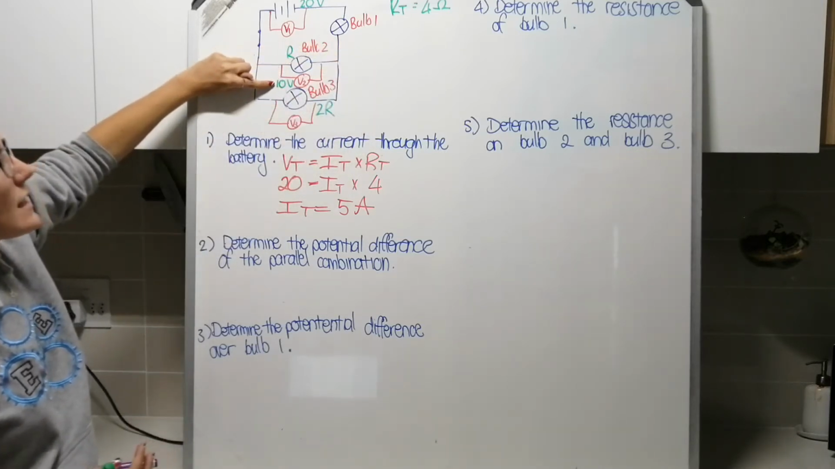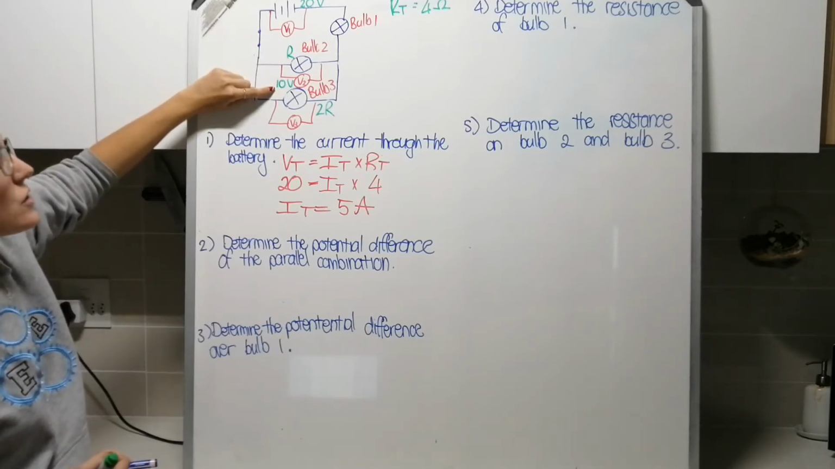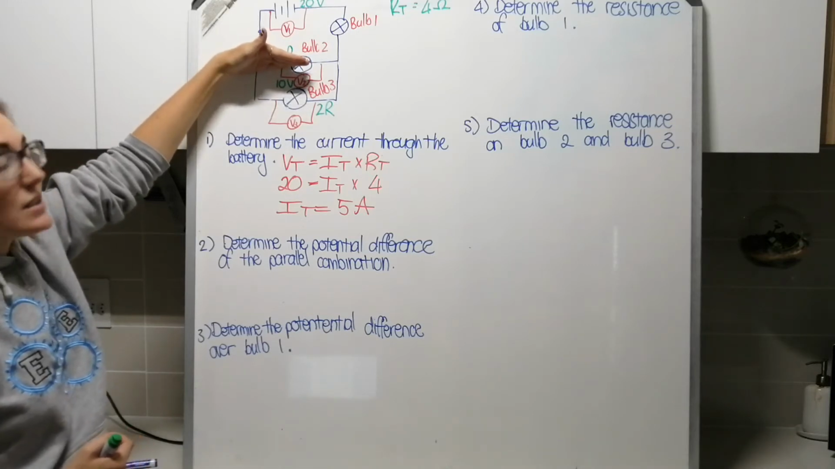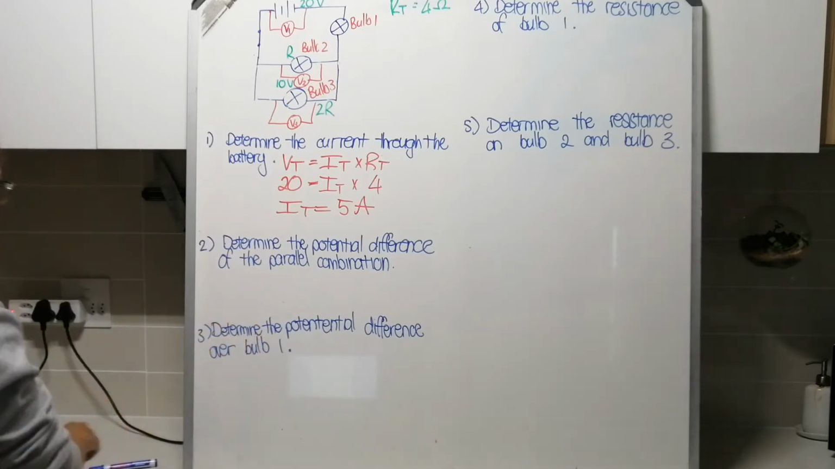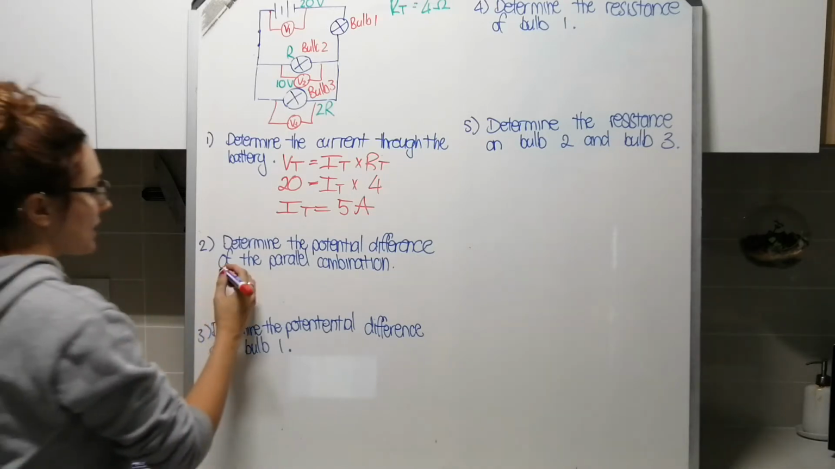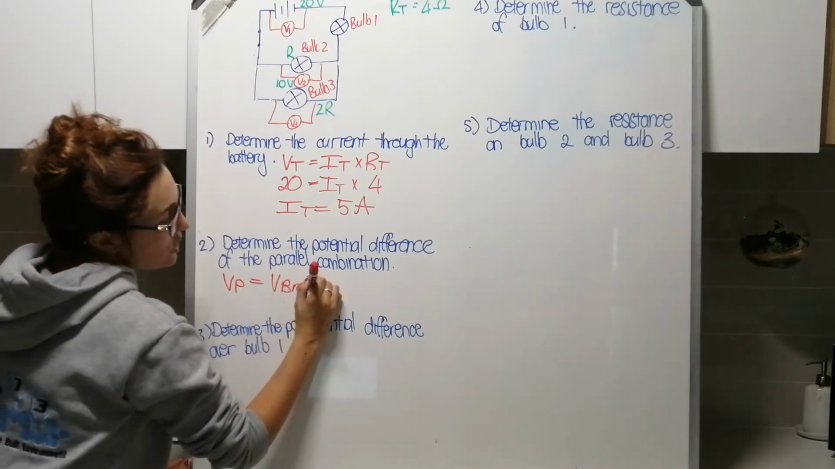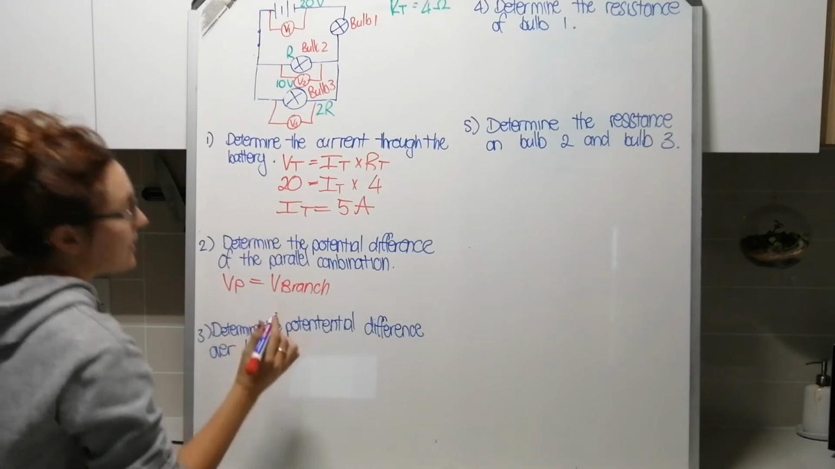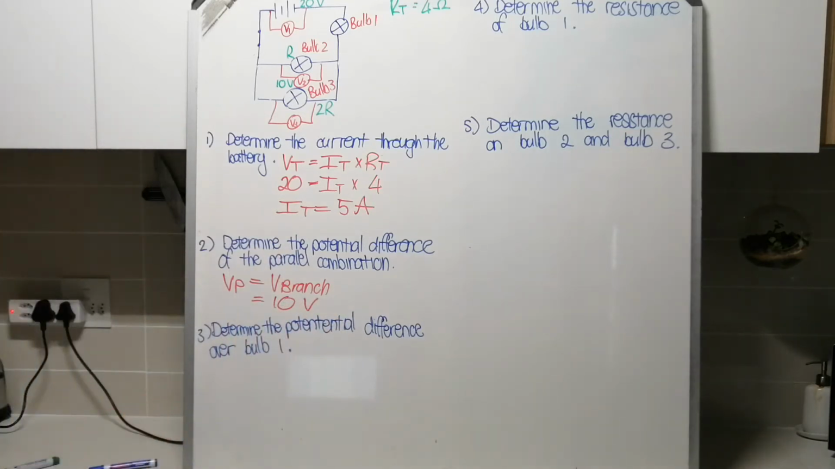So they told us that the potential difference in this branch here where bulb 2 is, that was 10 volts. So we know that this branch is 10 volts and this branch is 10 volts and the whole thing is 10 volts. Okay, so we're just going straight into using the fact that we know how potential difference works in a parallel circuit. Okay, so we're going to say that V parallel equals V in each branch, and we know the potential difference in that top branch is 10 volts. Done.